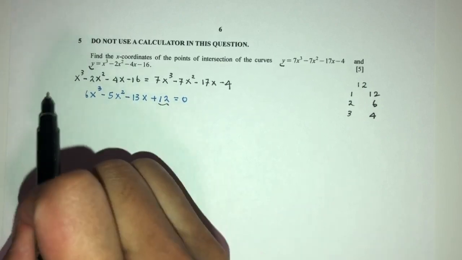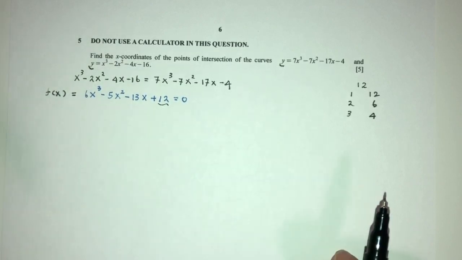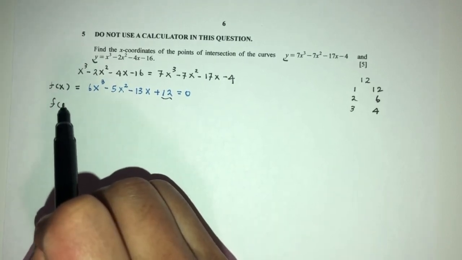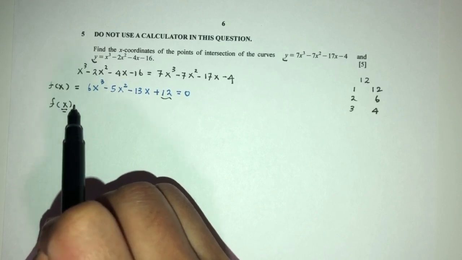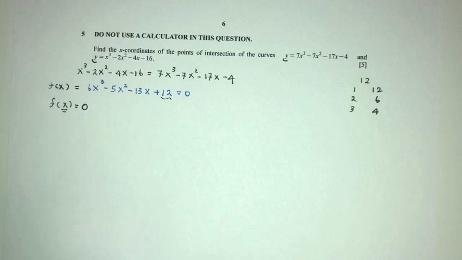So let's call this one f of x. Let f of x equal to this equation. What I'm trying to find now is a value of x to put inside here, so that it gives me 0 remainder. When I do find the value of x, it will show that this value of x will give me a factor of this equation.